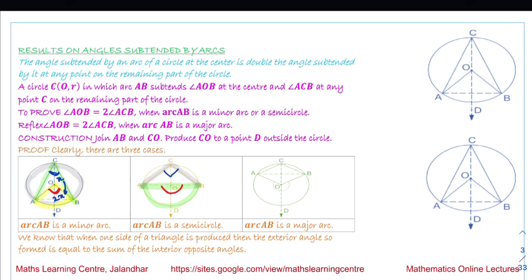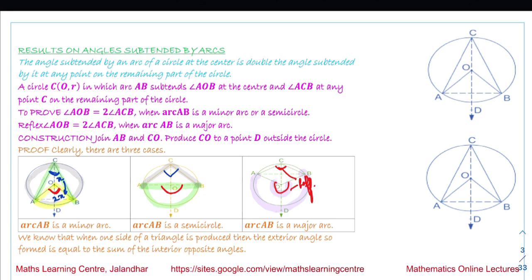And in the third case we are talking about the major arc. This is the major arc. This is the angle subtended by the major arc, and we have to prove that the angle subtended at any point on the circle is half that of the angle subtended at the center.